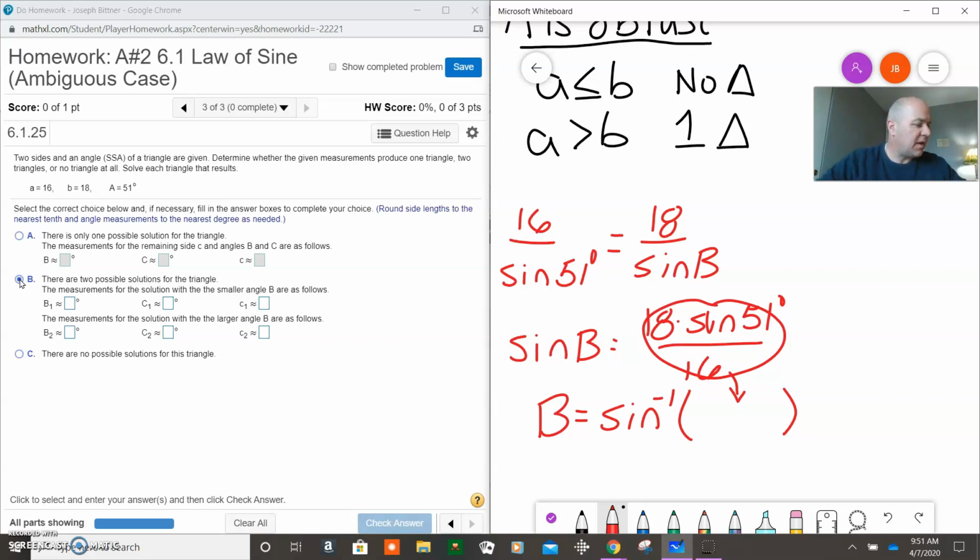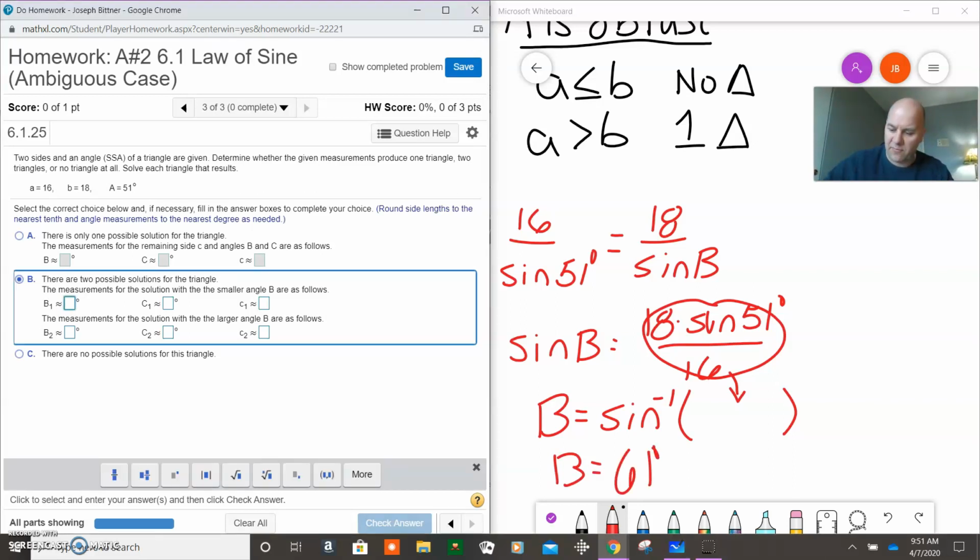And I get 60 point, how many decimal places do they want on this? Round the side lengths to the nearest tenth, round the angles to the nearest degree. So they want degrees to whole numbers, but they want the sides to one decimal place. So I got 60.9. So obviously, if I round that, B ends up being 61 degrees. And that's actually one of my first answers there. It's going to be 61 degrees.